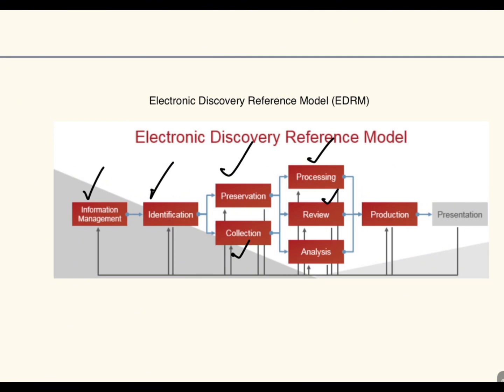Categorize documents. Analysis. Analysis further examines content and context, for example, timeline, key actors, patterns. So we need to analyze it in this phase. It may feed back into earlier stages if more data is needed, right? So we can analyze data and then decide whether we need more data. That can be done in this phase. Production is another phase where we deliver data in appropriate formats to opposing counsel or court.